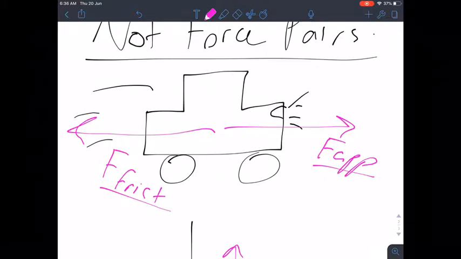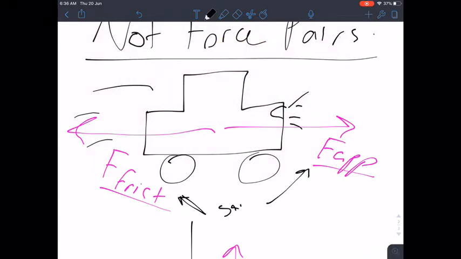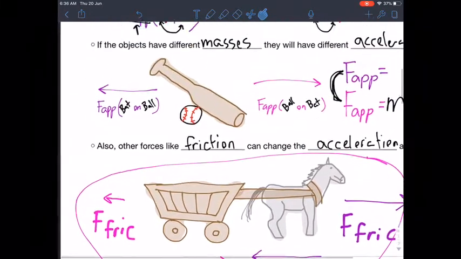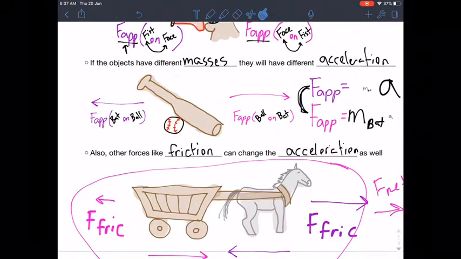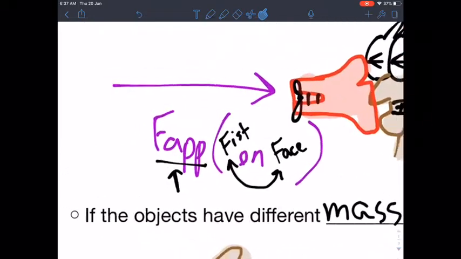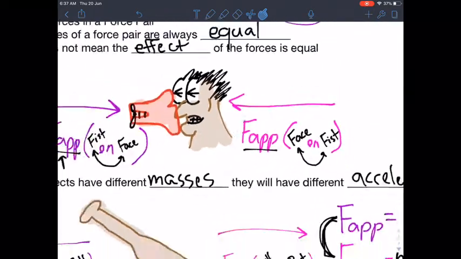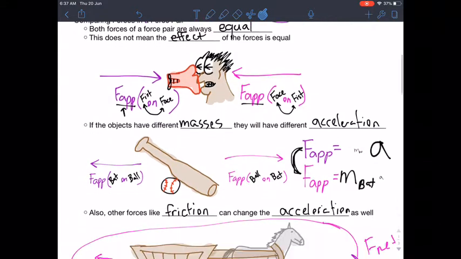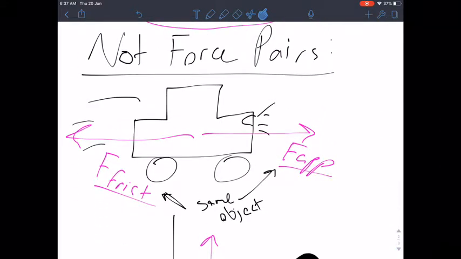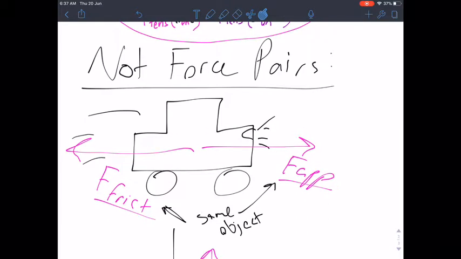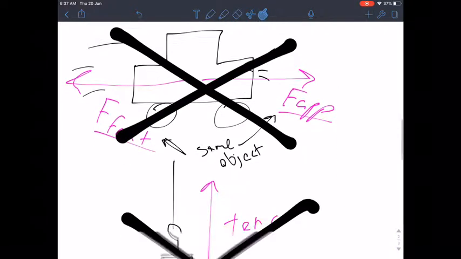But how do I ultimately know these are not force pairs? Simple. Force pairs are on different objects. These two forces are on the same object. They're both on the car. And if you think about what we did for every other example, we had applied force of bat on ball, applied force of ball on bat, applied force of fist on face, applied force of face on fist. Every time we had two objects interacting, and each force was on a different object. This is not an interaction. And so these are not force pairs.